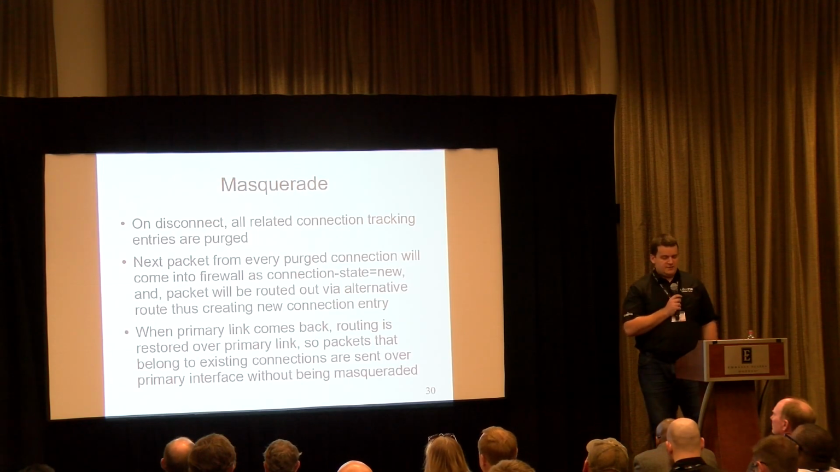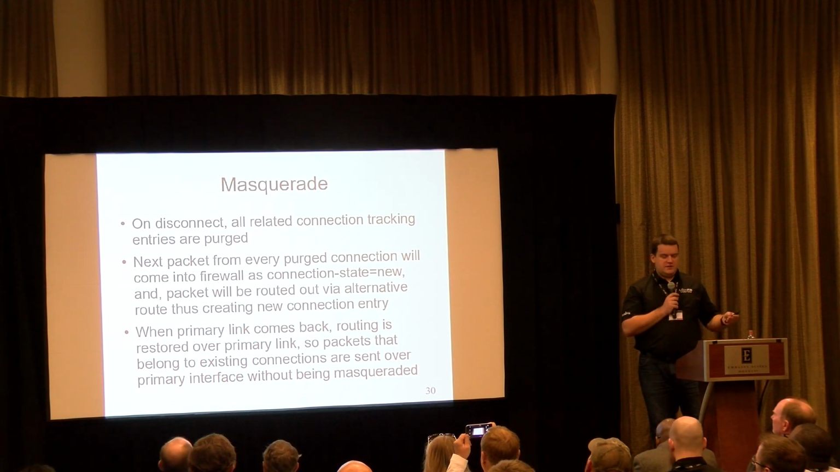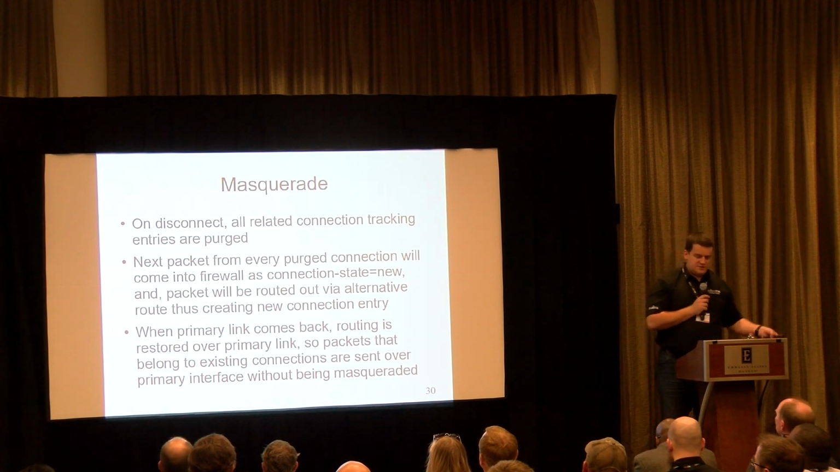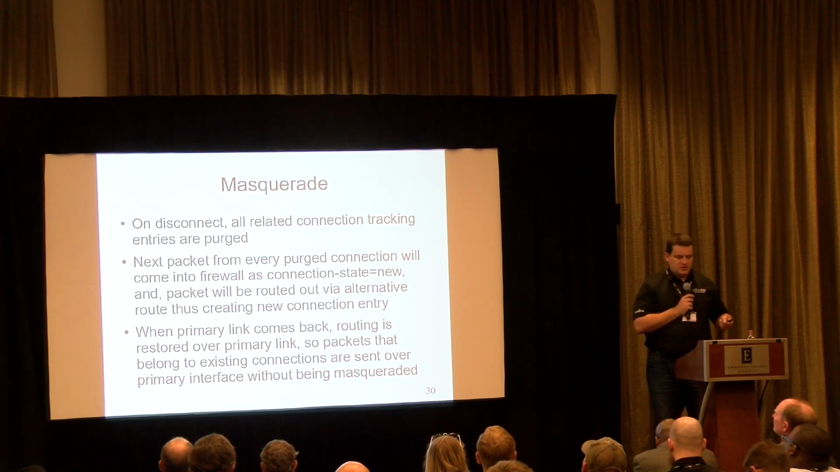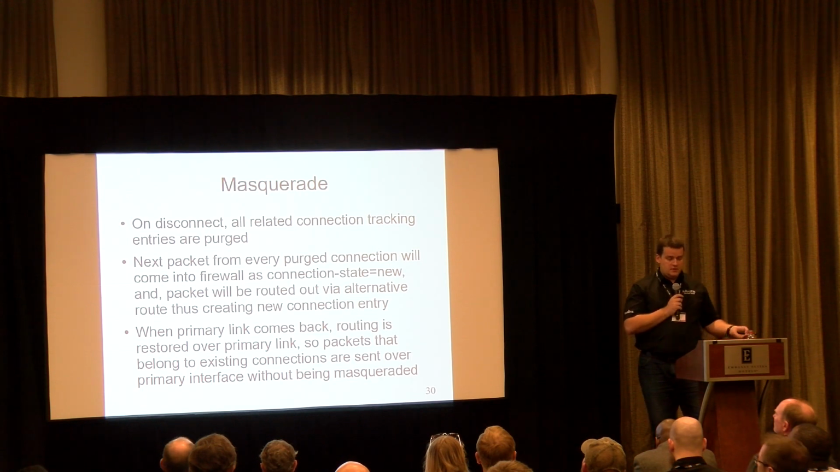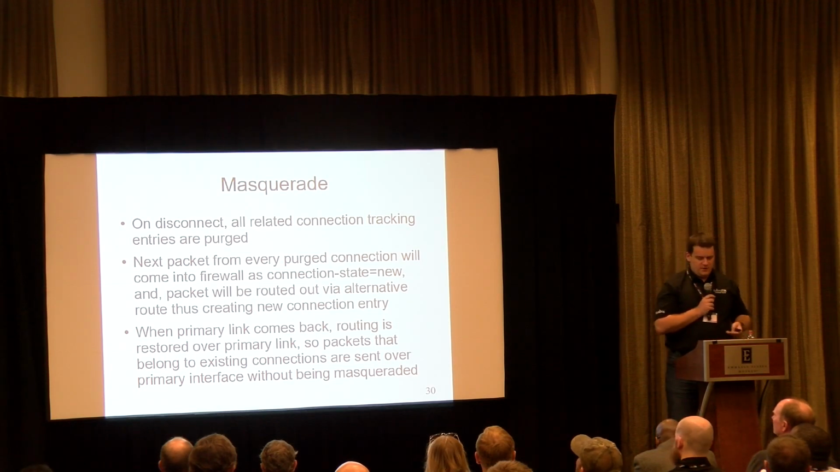So what actually happens here? Again, as we talked just now in the previous example, on disconnect, all the connections that were related to that interface were purged from the connection tracking table. That means that the next packet that comes from that connection into your connection tracking will have connection state new and will have to go to the net. It will be routed via the alternative route and will be NATed through your alternative gateway.